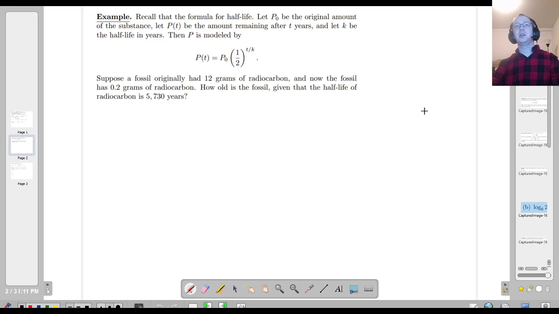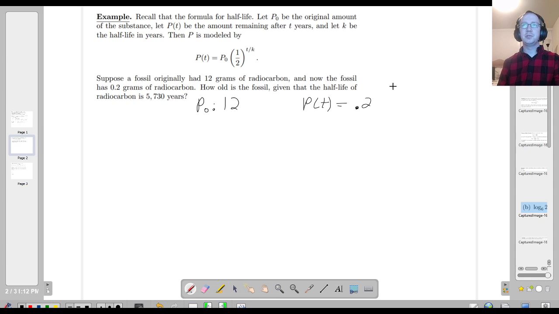So we're going to start this video off by just solving an example using an equation that we've seen before, and that's the equation for half-life. So we're going to take this setup here and just try to solve it together. They tell us that we have a fossil that originally had 12 grams of radiocarbon. So in other words, P0 is 12. And now the current amount, P of T, is 0.2.